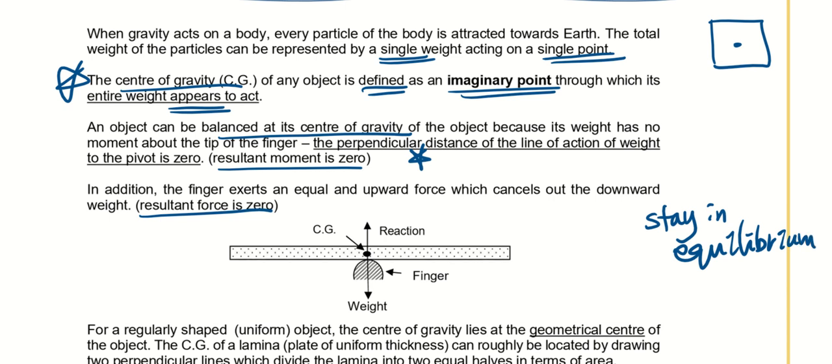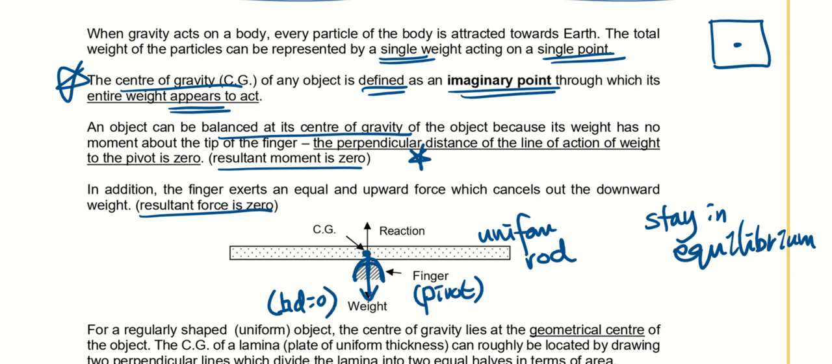So let me elaborate more. This is a uniform rod. Being a uniform shape, I would expect the center of gravity to be in the center. So if I were to put my finger here as the pivot, the line of action of the weight actually passes through the center of gravity. Is there any perpendicular distance? Perpendicular distance is 0. Moment is equal to weight times perpendicular distance, and since perpendicular distance is 0, the moment will be 0. Therefore, it will not be rotating.